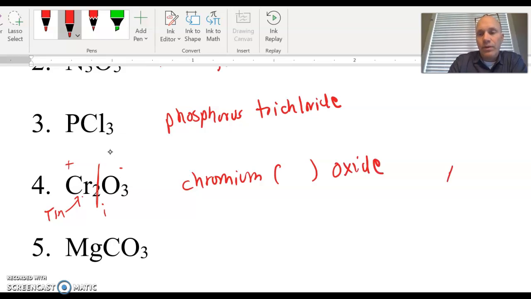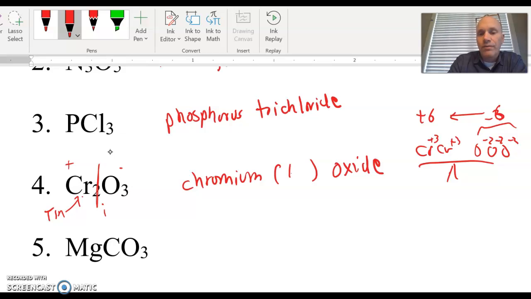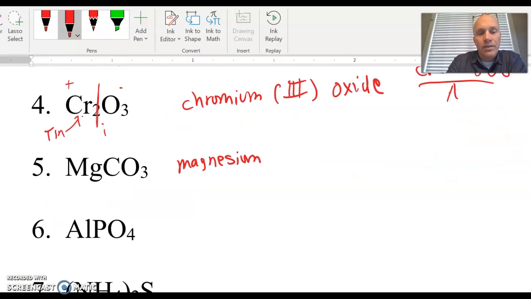And if I want to figure out what that charge is, I've got 3 oxygen atoms. Each has got a -2 charge. That makes a total of minus 6. That's got to be balanced by a +6. And we've got 2 chromium atoms, and we can split those evenly to make +3, +3. So chromium 3 oxide.